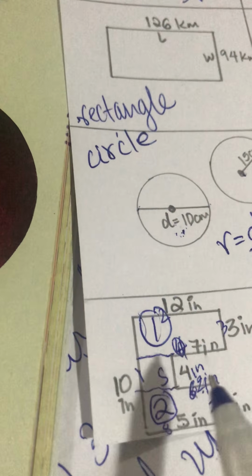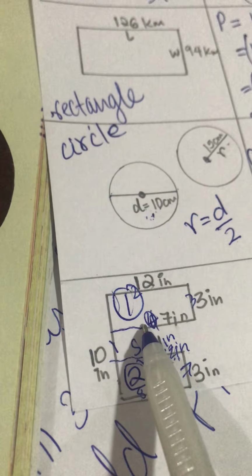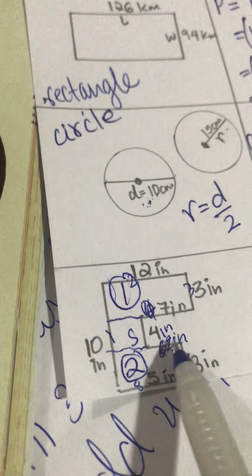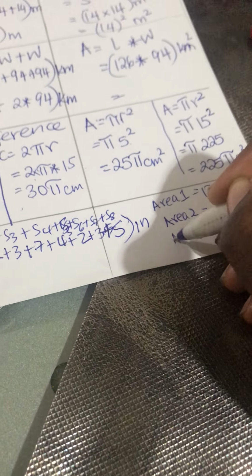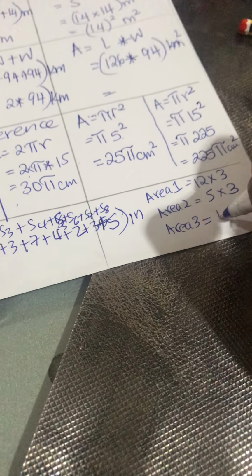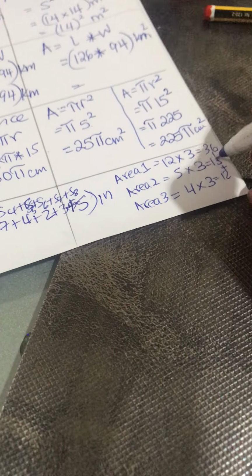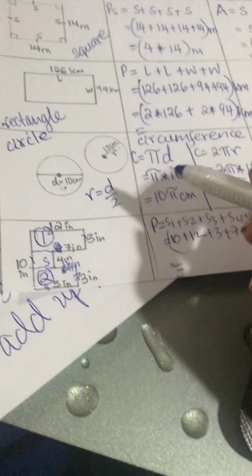Area 1. Now I need to figure out what's the distance from here to here. This one is 4. If from here to here is 5, and this is 2, so this is 3. So this is 4 times 3. So area 3, 4 times 3. That is 36, 15, 12, and I add them to find the total area. And my unit will be inches squared. You will add and do by yourself.